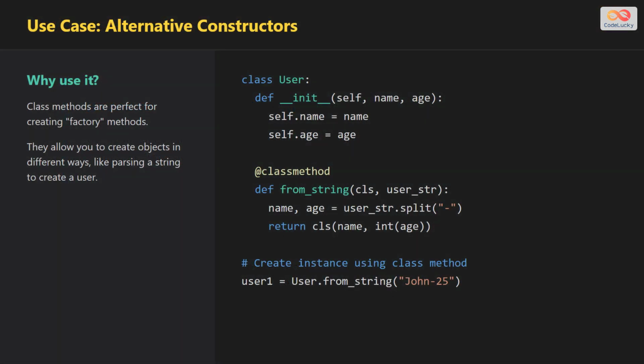The most common use case for a class method is creating alternative constructors. For example, imagine you have a user class. You might want to create a user from a hyphenated string instead of passing arguments separately. With a class method, you can process that string and return a new instance of the class using CLS.